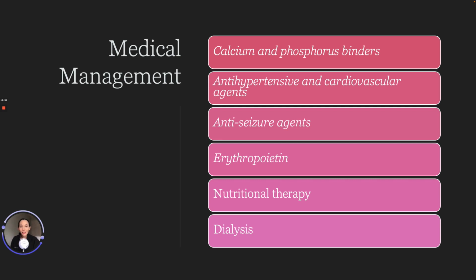Okay, here we go. So, medical management. The goal of management is to maintain kidney function or homeostasis as long as possible. Pharmacological therapy includes calcium and phosphorus binders, which will treat hyperphosphatemia and hypocalcemia. We can use antihypertensive and cardiovascular agents such as digoxin or dobutamine to manage hypertension. Anti-seizure agents such as phenytoin or IV Ativan are used for seizures. Erythropoietin is used to treat anemia associated with end-stage renal disease.